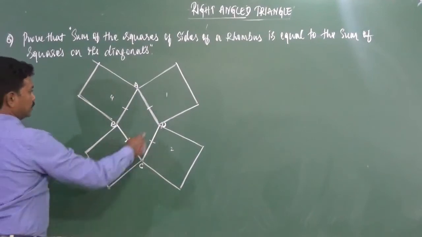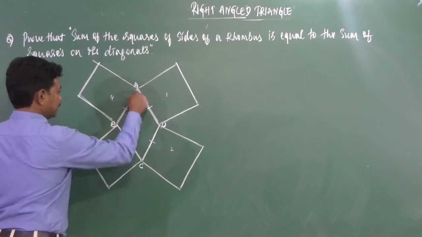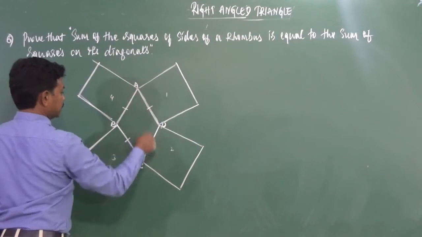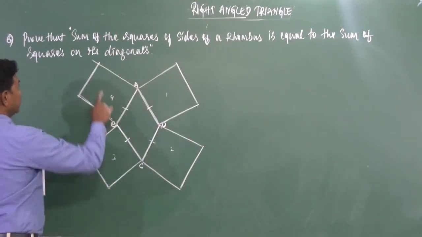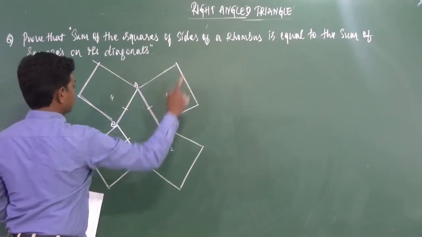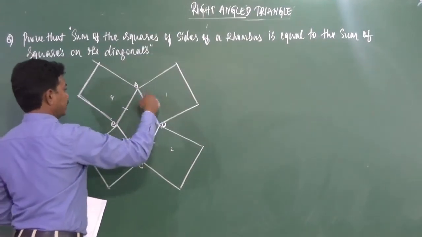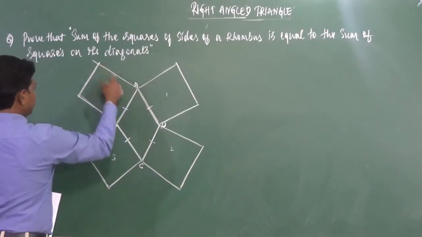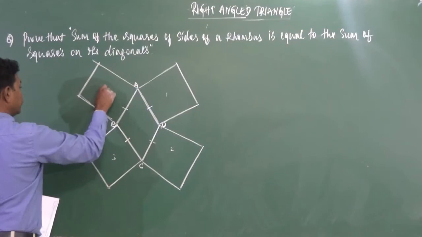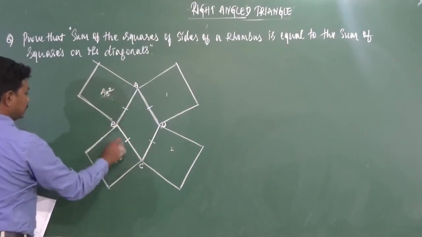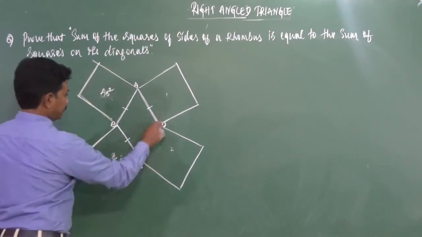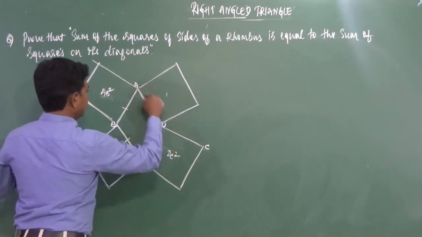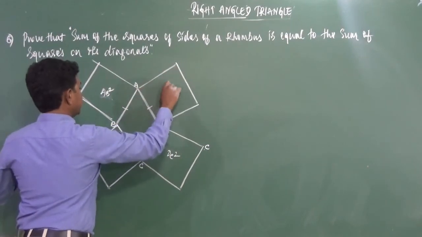So here all the areas will be equal because the sides of the rhombus are equal. Therefore the areas of the squares built on the sides of the rhombus are also equal, right? Sum of the squares of the sides of a rhombus. So this square area will be AB into AB, that is AB square. This will be BC square, that is BC into BC. DC into DC, you will get this area, that is DC square. And AD into AD, that is AD square.